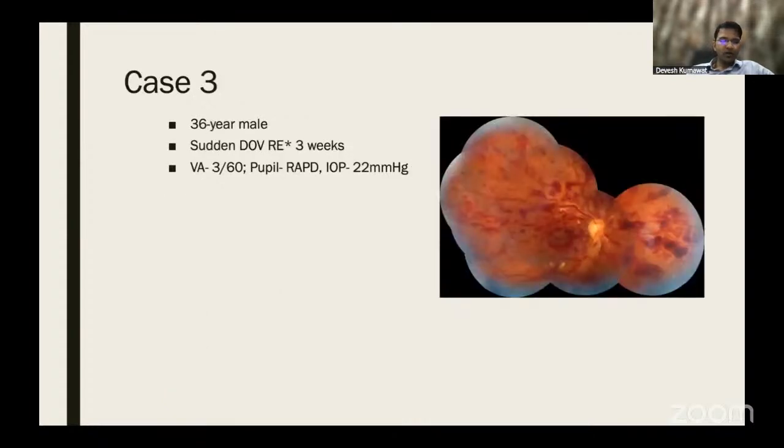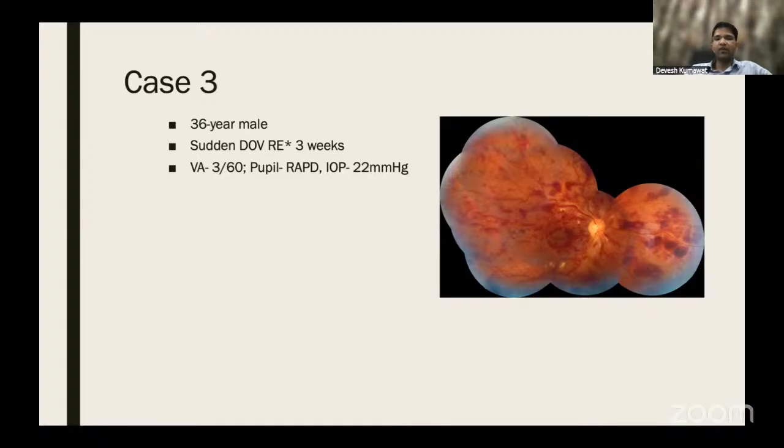Now, coming to the third case, most of the workup that I've told will be similar in this case, but I'll just comment on a salient feature that should not be missed. So it's a 36-year-old male patient with sudden diminution of vision in the right eye for the past 3 weeks. Vision in the right eye is 3/60.